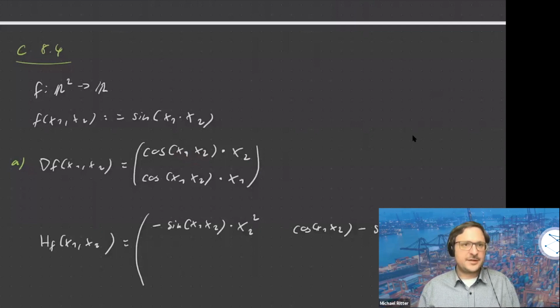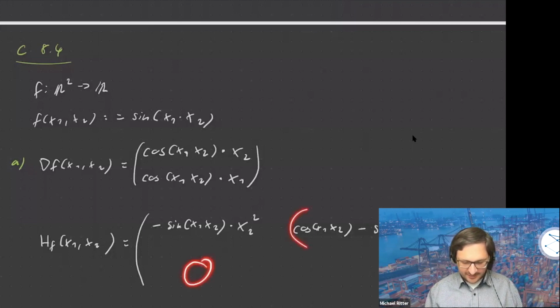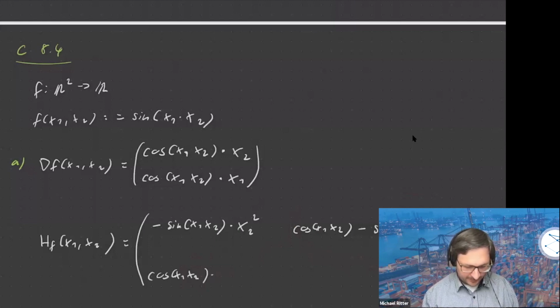Okay, so this is the entry in row 1, column 2 of the Hessian. That function that we have here is continuously differentiable everywhere. So by Schwarz's lemma, the entry here in that position will be the same as this one here. So we can just copy that. So that's cosine of x1x2 minus sine of x1x2 times x1x2.